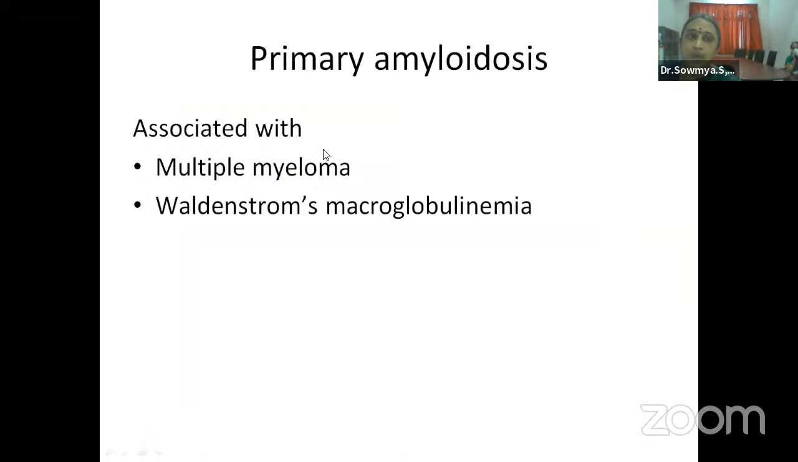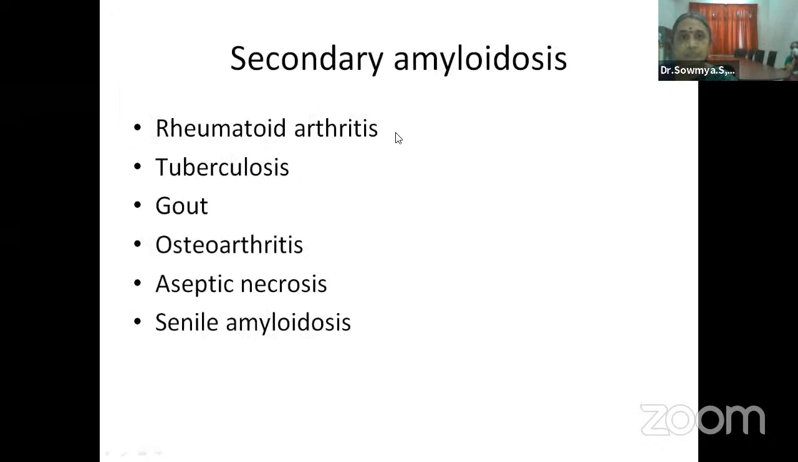So primary amyloidosis, as you all know, is usually associated with either multiple myeloma or Waldenström macroglobulinemia. So you will see it by the clinical presentation itself. The complete history and clinical examination are mandatory to rule out primary amyloidosis. And in secondary amyloidosis, as you all know, tuberculosis, rheumatoid arthritis, gout, or osteomyelitis, any inflammatory process can result in secondary amyloid deposits.